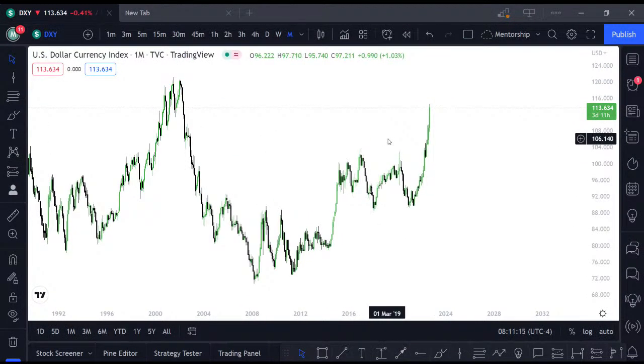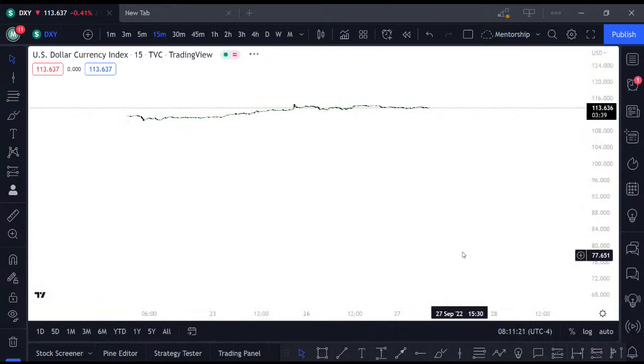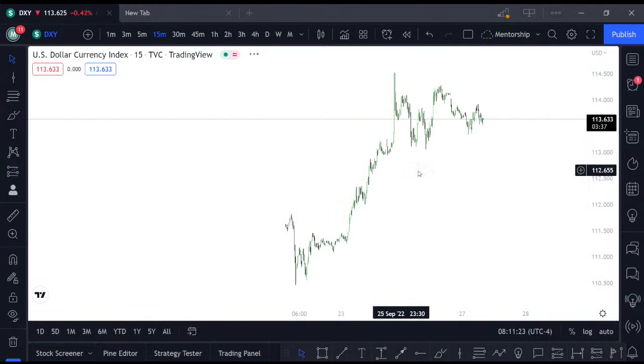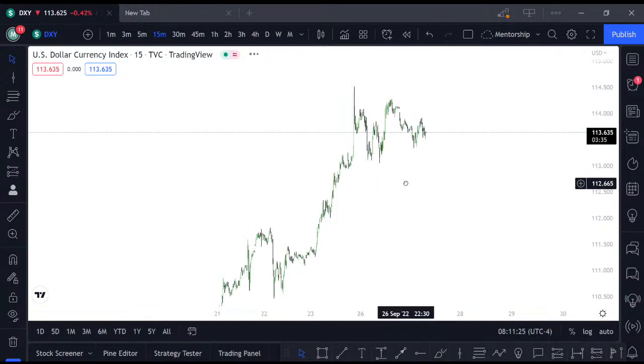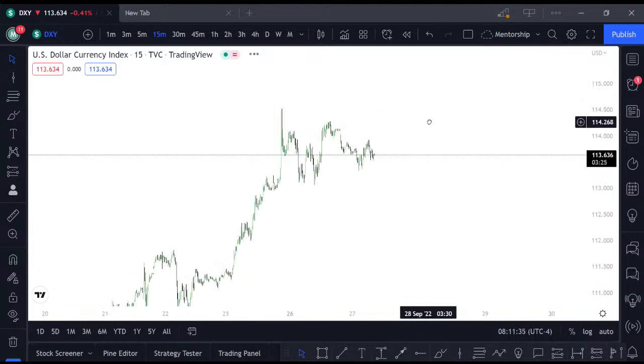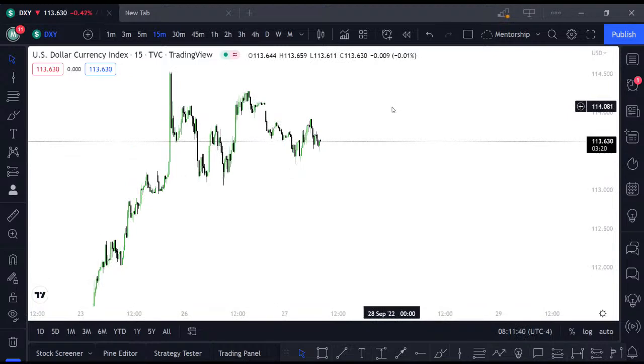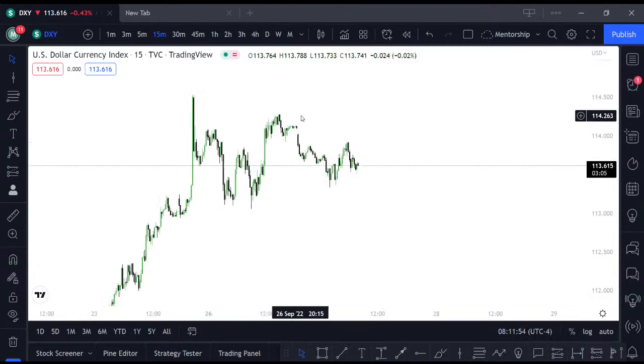Okay, let's go to a 15 minutes chart. So if you remember the previous episode that we uploaded about a month ago, related to volume profile, high volume nodes and low volume nodes. That is what we are going to use today. Today we are going to use the volume nodes to predict where the market is heading to.